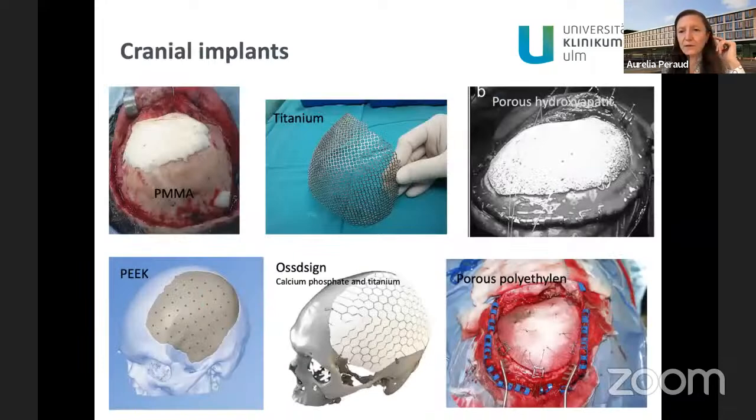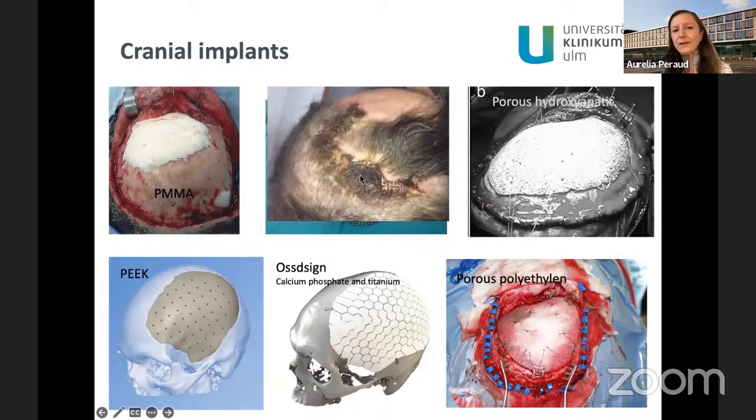Of course, we use the same implants if it comes to alloplastic material like PMMA, which I showed you, and also titanium. But as already mentioned, we also see rather often complications in kids with titanium implants. The skin is rather thin in the small ones, so the risk for erosions like this is higher.